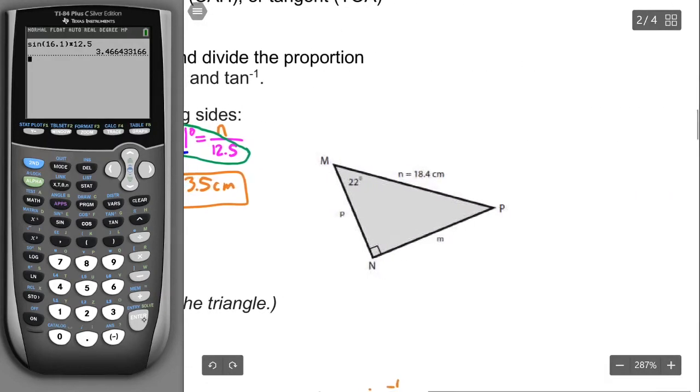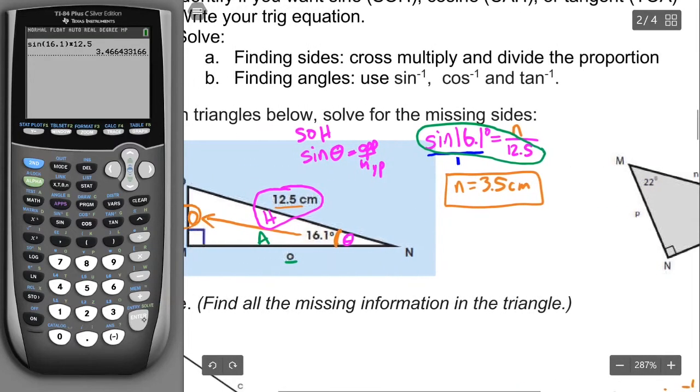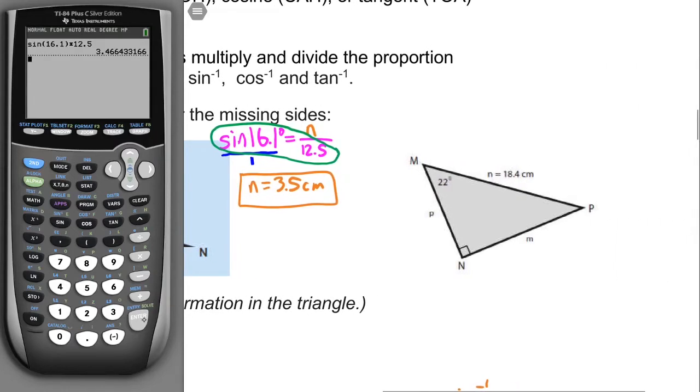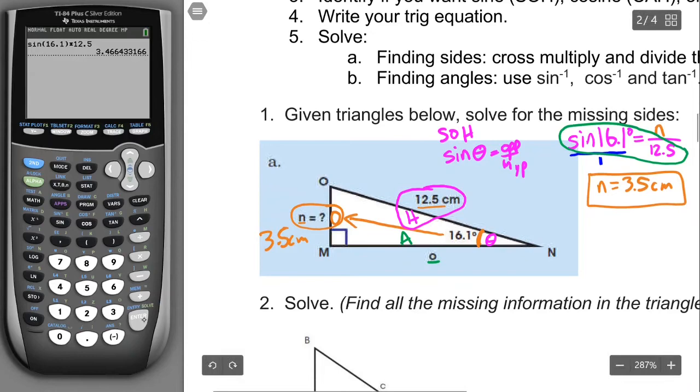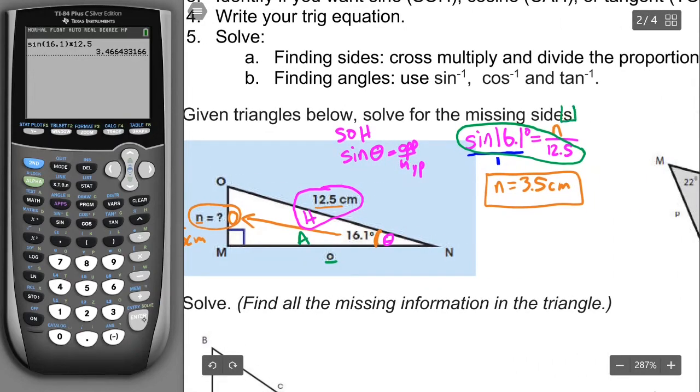Let's try another one. And this is essentially going to be the exact same thing. We are solving for the missing sides. Okay, I just realized, missing sides. I should read the question. Read my own question. If I'm solving for missing sides, I need to solve for O as well.